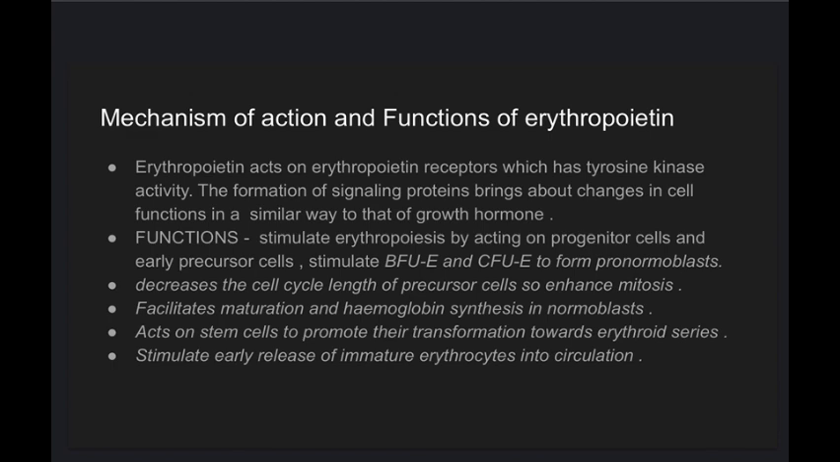Also, it ensures that the RBCs which are formed have enough hemoglobin to carry the oxygen, and it acts on the stem cells to promote their transformation toward erythroid series. It stimulates the release of immature erythrocyte into the circulation so that the maturation of the RBCs will be performed in a better way to form the erythrocyte.